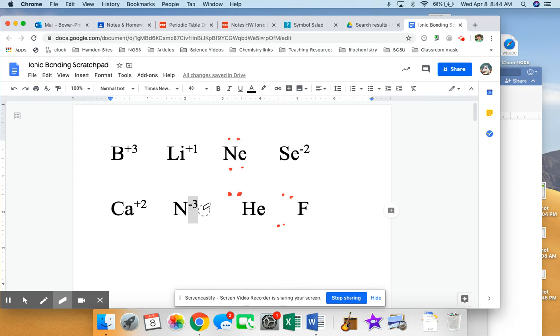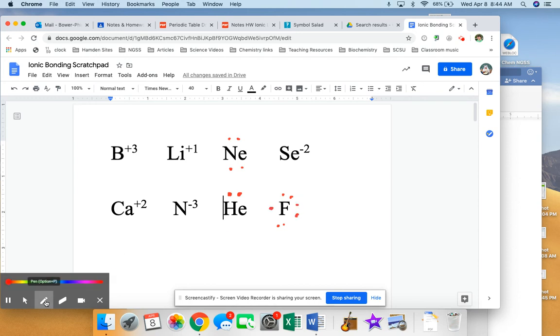It got 3 more. He, on the other hand, is already full with just 2. Good job, little He. He does not want to get a charge. Fluorine had 7. 1, 2, 3, 4, 5, 6, 7. To get to 8, all it has to do is get 1 more. 1 more electron means that F is going to have a -1 charge because it got 1 extra electron. -1 for fluorine, and make it a superscript.